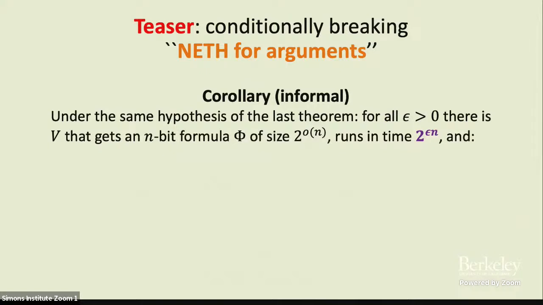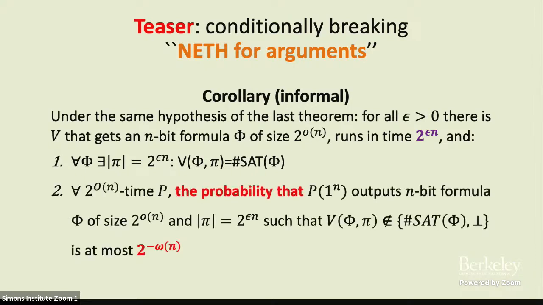So here is a very interesting corollary. If you apply what I said to the constant-round sum-check protocol, then under the same hypothesis, for all constant epsilon, there's a verifier that gets an n-bit formula of select transient size and runs in 2 to the epsilon n time. First, it accepts some correct proof, which makes it output the correct number of satisfying assignments of the n-bit formula. Second, for every 2 to the o(n) time prover or adversary, the probability that the fake prover comes up with a formula and a wrong proof is very small. So in some sense, we are refuting the non-deterministic ETH, but only for an average-case notion of arguments.